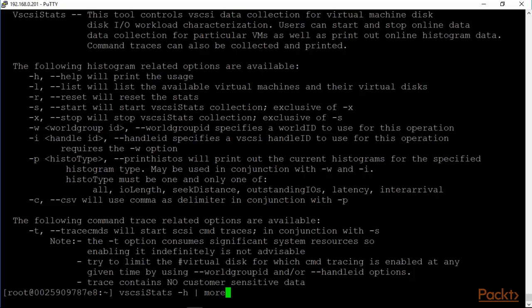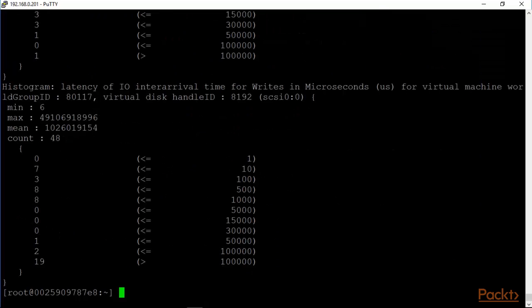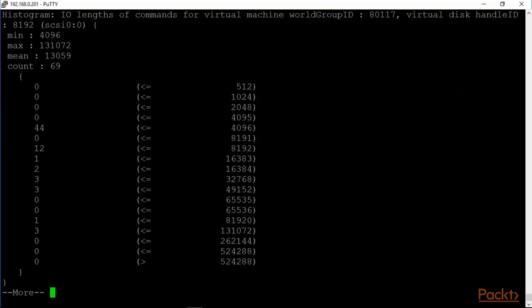The way to actually look at this would be to say, for your world, which was 80117-P, let's try all first, and we should actually do that with a more. So this is what we see. We are looking at a text-based histogram of IO lengths of commands for virtual machines, which is basically that virtual machine on this virtual disk.